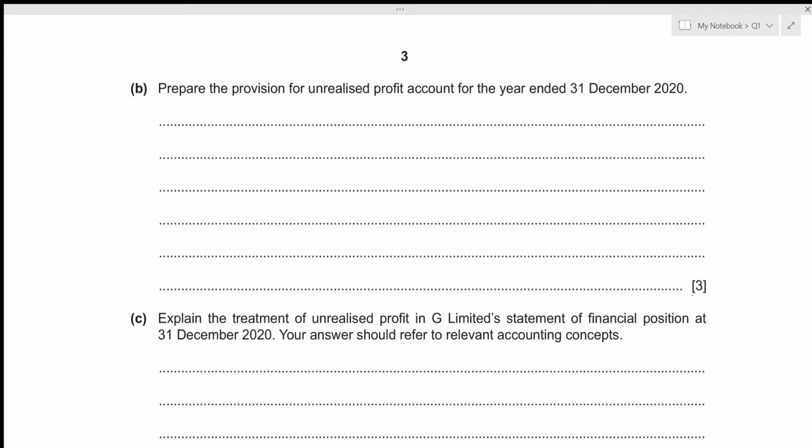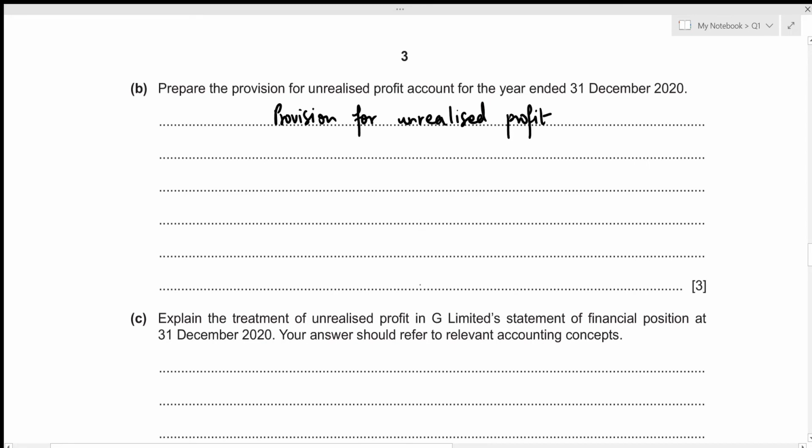We need to prepare the provision for unrealized profit account for the year ended 31st December 2020. So this is going to be quite easy because we already figured out the unrealized profit associated with the opening inventory of finished goods for luxury sofas as well as the closing inventory of finished goods for the luxury sofas. So let's prepare our format. We are going to prepare provision for unrealized profit.